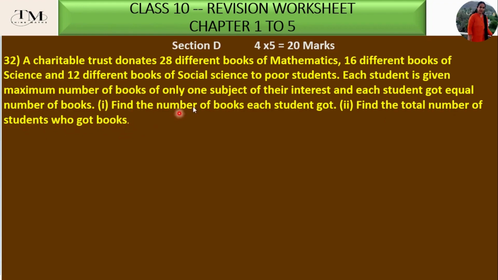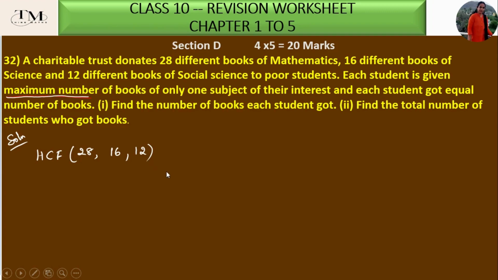Now here there are 3 parts. That is, in mathematics 28 books are there, in science 16 books, in social 12 books. So what is given? Each student is given the maximum number of books. So what we have to find? If it is maximum, we have to find HCF. So we have to find the HCF of 28 maths books, 16 science books and 12 social books, and each student got an equal number of books. So we have to find HCF of 28, 16 and 12.